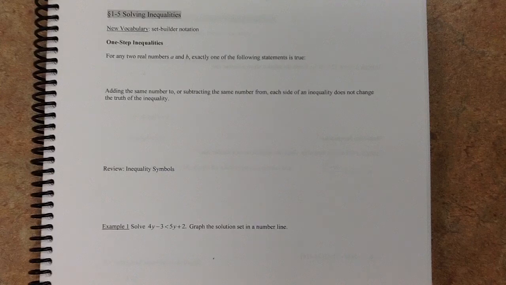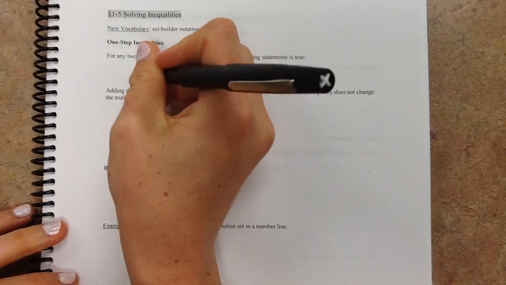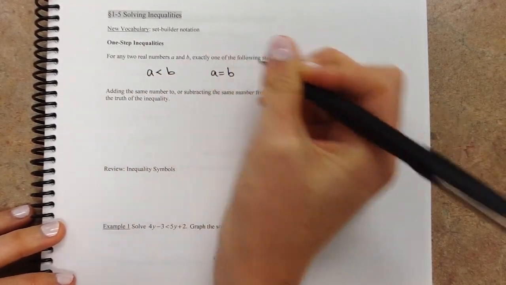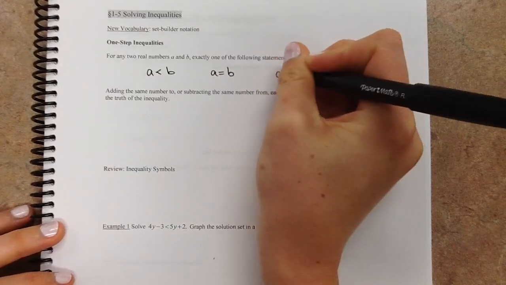So first thing we need to talk about is the relationship between two numbers. So say you have two numbers, doesn't matter what numbers they are, any numbers at all, one of the following things is going to be true. Either A is less than B, or they could be the same number, and A could be equal to B, or A is greater than B.